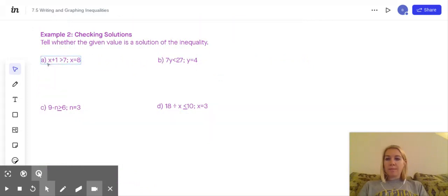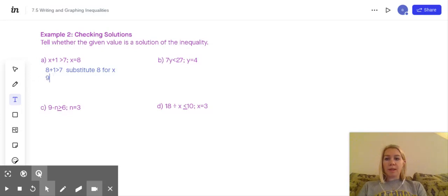Okay, so let's look at problem A. Problem A says x plus 1 is greater than 7 when x equals 8. What we're going to do first is, we know what x equals, so we're going to substitute 8 for x in our inequality. So it's going to read 8 plus 1 is greater than 7. See how we knew what x equaled, so we substituted 8 for x.